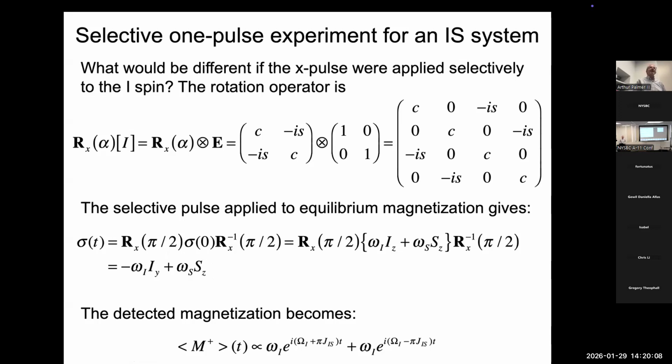This, of course, would happen automatically. For example, if we were talking about proton and nitrogen. If we apply a pulse at the proton frequency, 500 megahertz, the nitrogen never feels that pulse. It's just way too far away. So we would expect to only see the proton signal, and that's what we see.